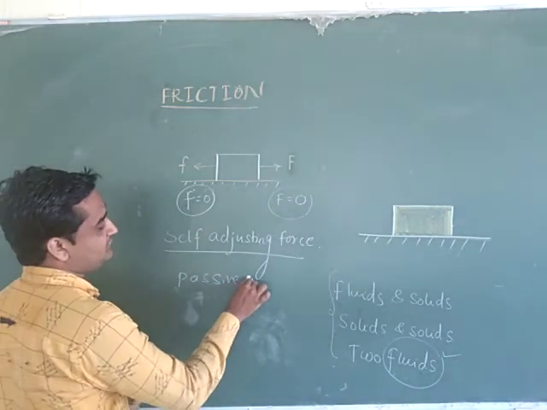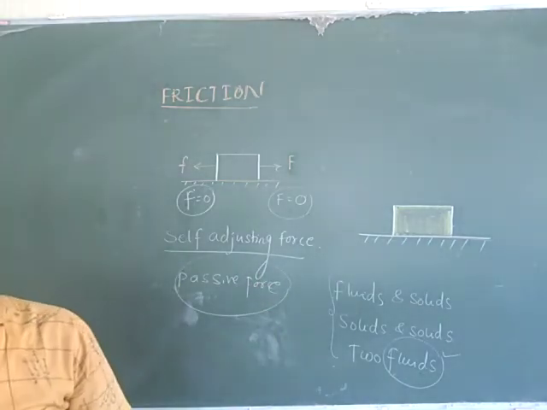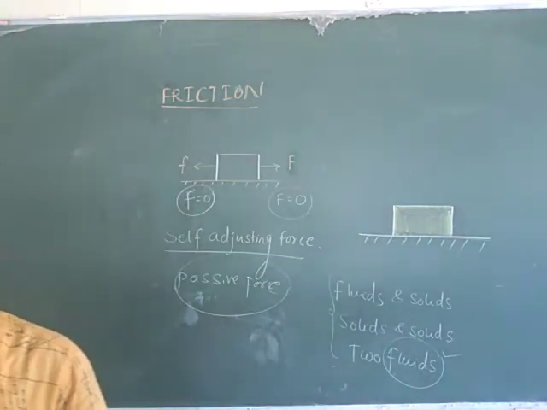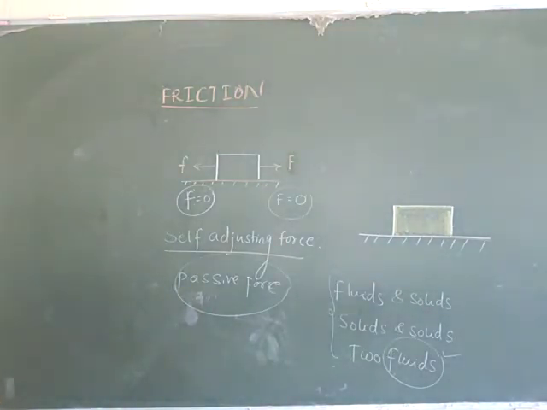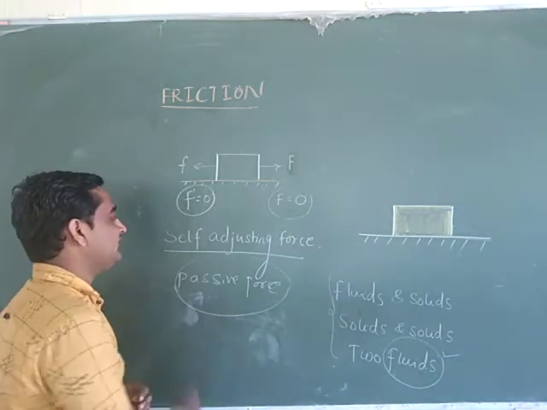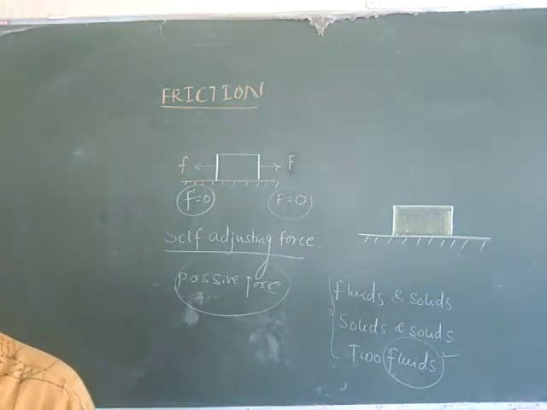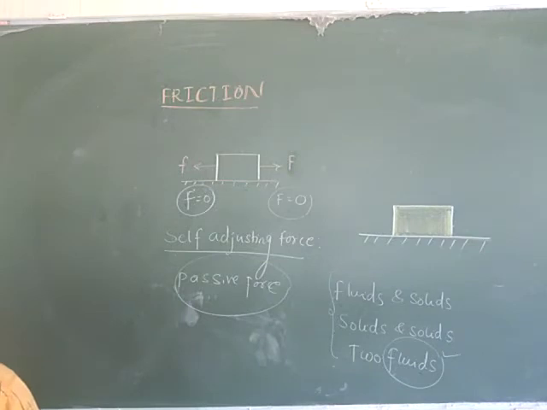What is meant by passive? Passive means that when the applied force is removed or disappears, the frictional force also disappears. So we call the frictional force a passive force, and this frictional force disappears when the applied force is removed, and it can't make the body move in the opposite direction.